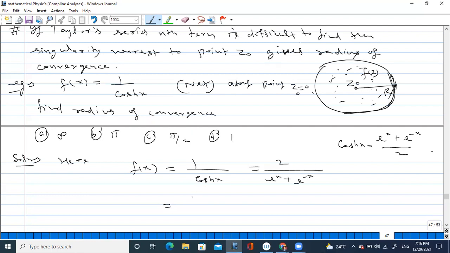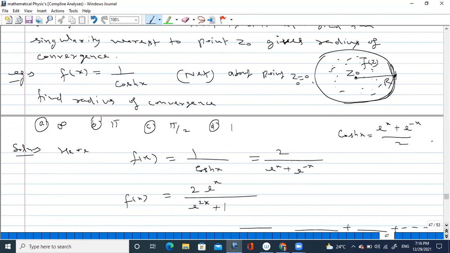So what will it be? 2. e to the power x divided by e to the power 2x plus e to the power x into e to the power minus x. That will become e to the power 0, and that is 1. Okay, so now this is my new function.